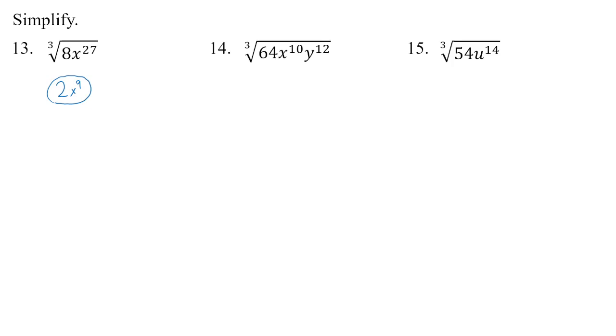On number 14, we have the cube root of 64, x to the 10th, y to the 12th. Well, the cube root of 64 is 4. 3 goes into 10 3 times with remainder 1. And 3 goes into 12 4 times with no remainder. Therefore, your final solution is 4x to the third, y to the fourth, times the cube root of x.